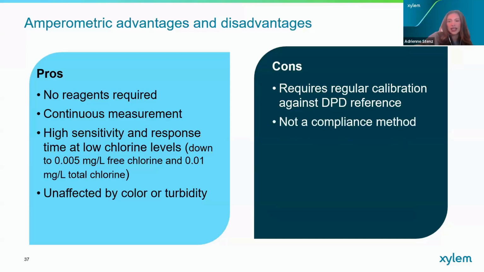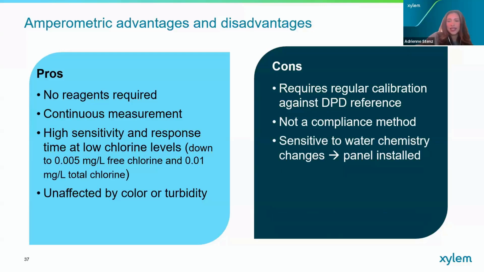They are not a compliant standard method for chlorine like DPD, so you can't use them for compliance reporting. They are sensitive to water chemistry changes, including flow, pressure, pH, temperature, and chlorine variations greater than 20%. They need a stable sample environment, which is why they're installed in a flow cell on a panel to control some of those variables.